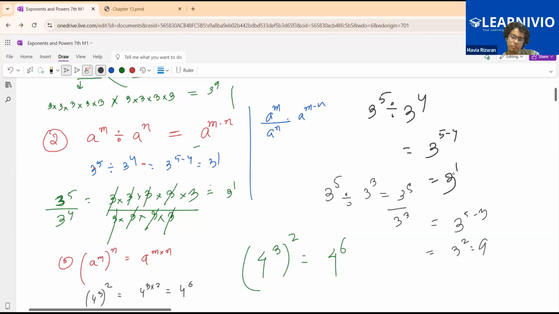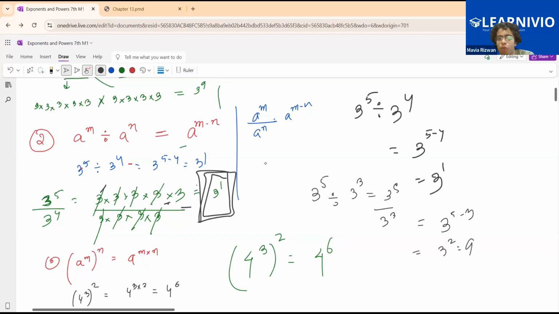Sir, why will you subtract? You see, we are subtracting because, see, this is just a trick. If I do 3 raised to the power 5 divided by 3 raised to the power 4, 3 raised to the power 5 means 3 into 3 into 3 into 3 into 3. And 3 raised to the power 4 means 3 into 3 into 3 into 3. Now if I cancel out the common 3s, I'm only left with 3 raised to the power 1. So you can clearly see that this is what we are getting.